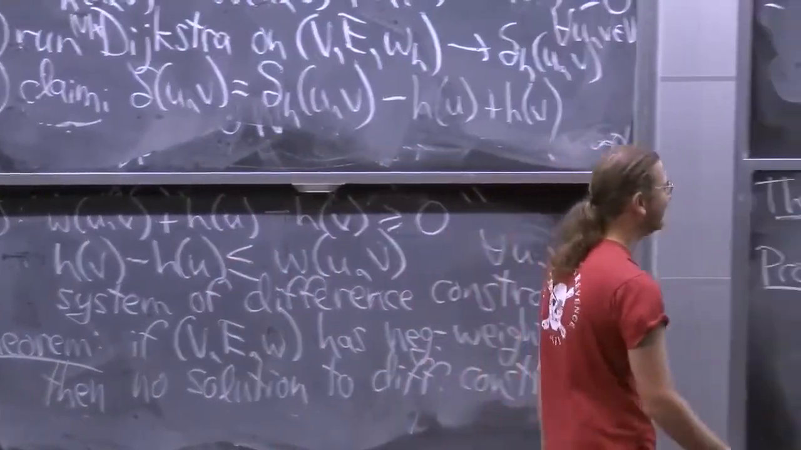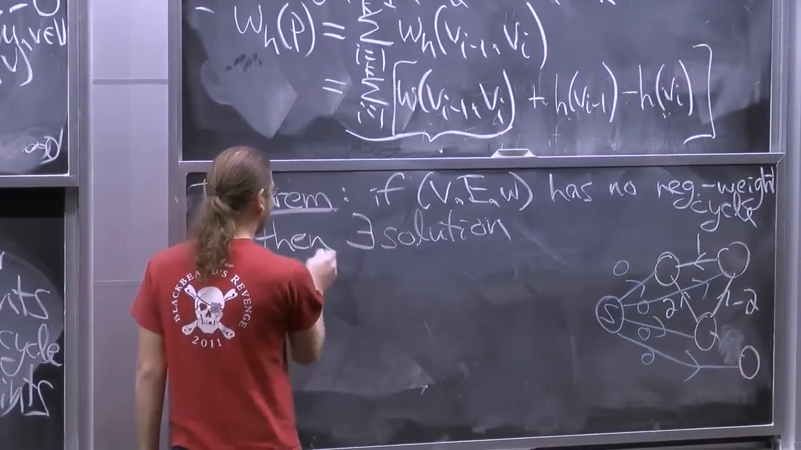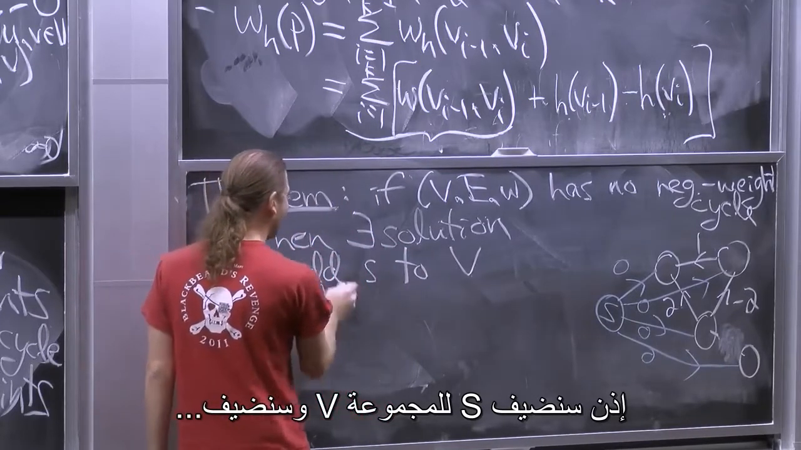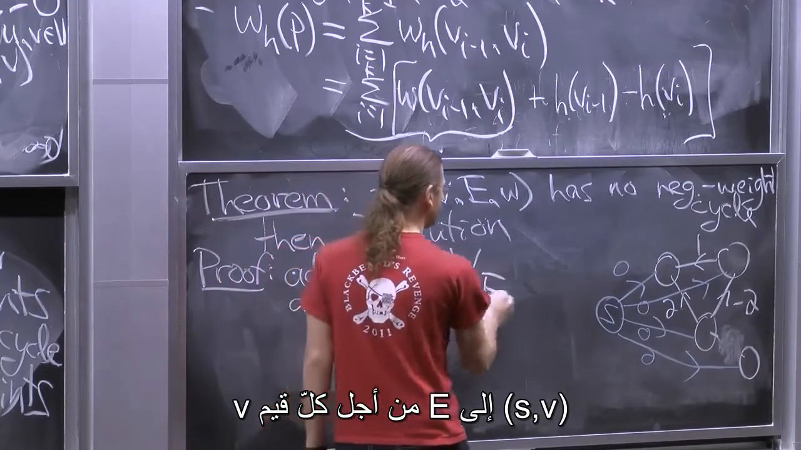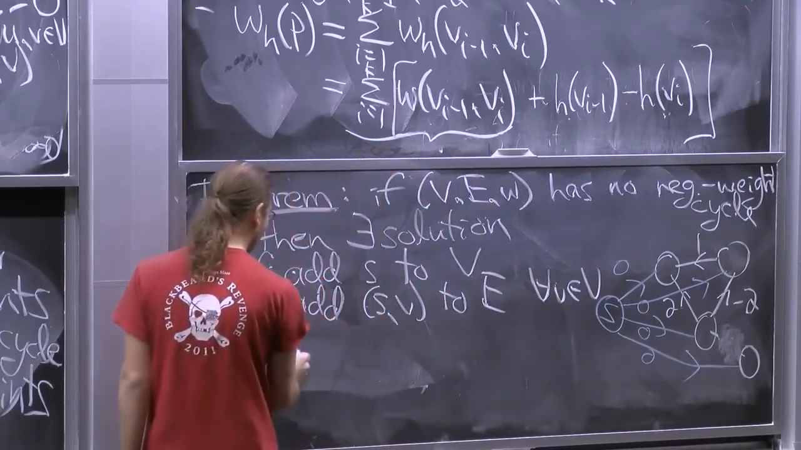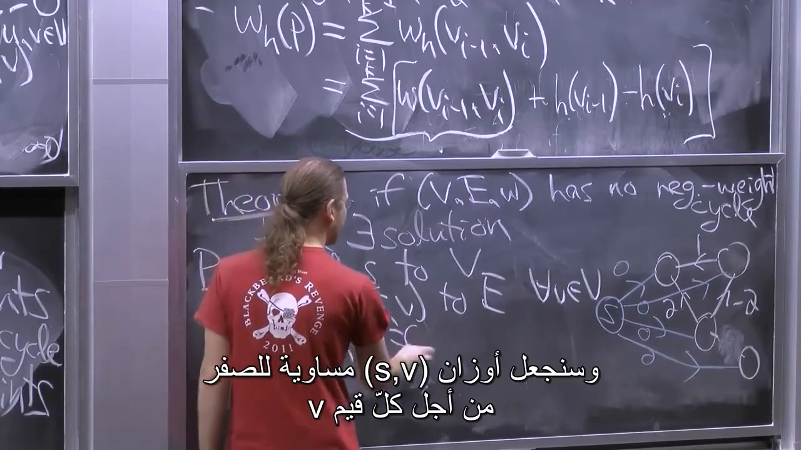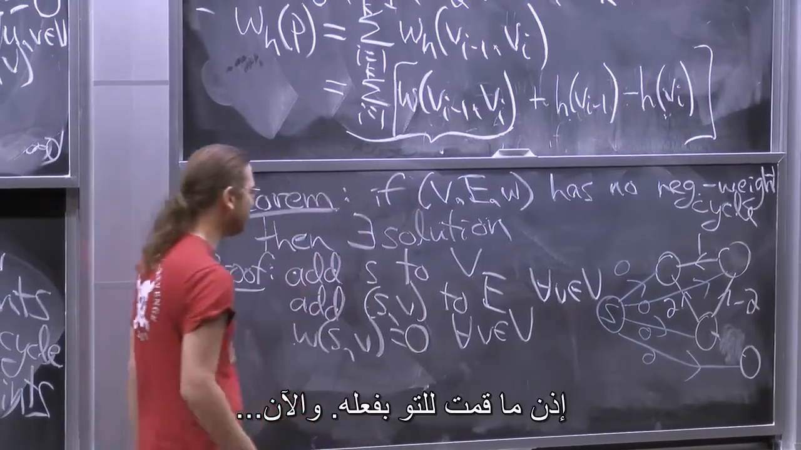What? It's crazy, man. All right, so we add S to V. We're going to add S comma V to E for all V. That's the old V. And we're going to set the weight of S comma V to be 0 for all V. OK, that's what I just did.